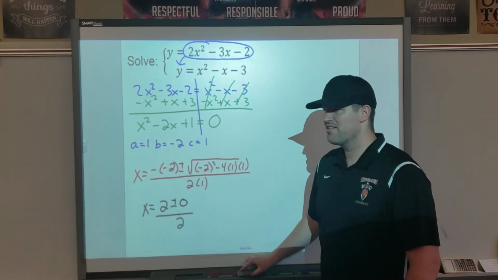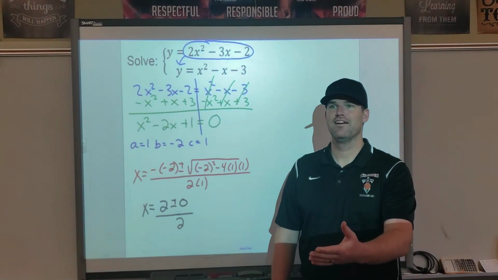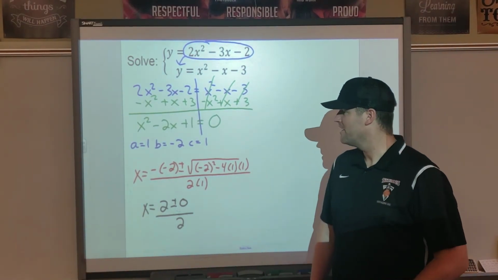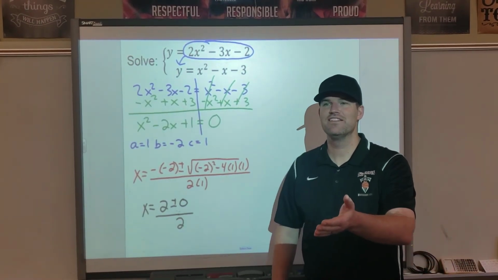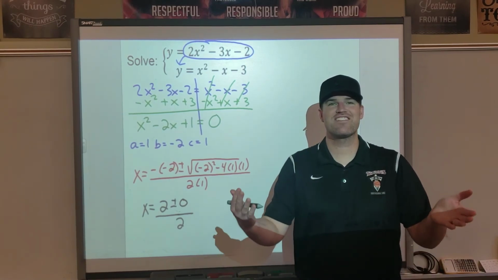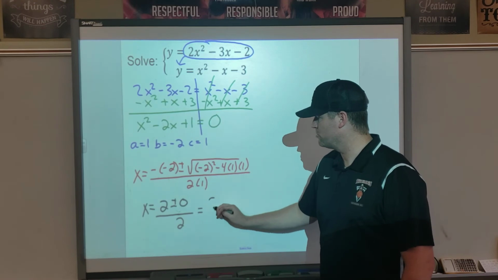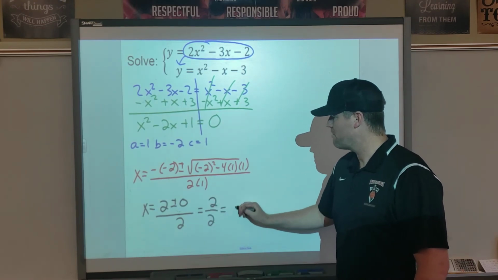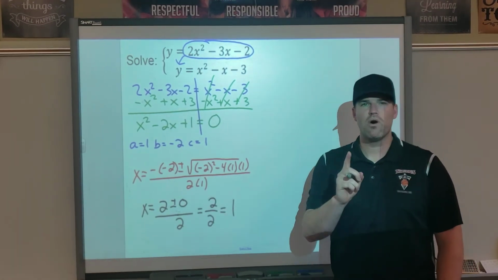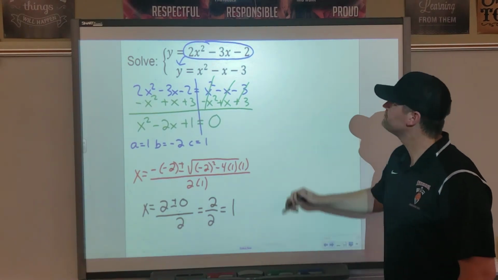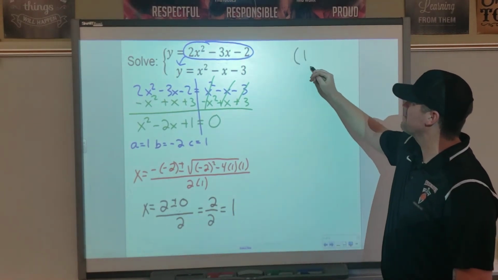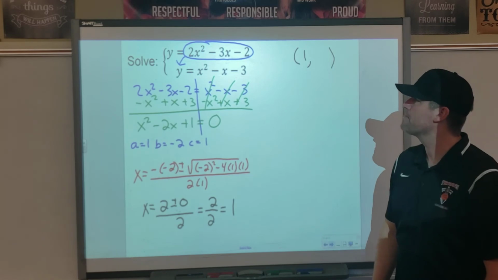But what's 2 plus 0? Calvin? 2. 2, very good. What's 2 minus 0, Calvin? 2. 2. So it's the same thing twice, which means we really just have 2 over 2. So our only x value is 1. We're going to get one solution. That one solution has an x value of 1.